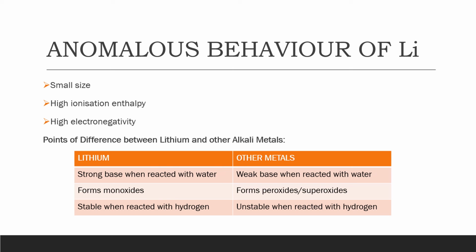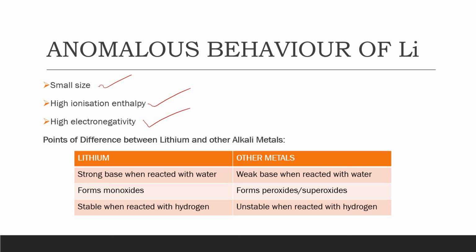Next is anomalous behavior of lithium. What kind of behavior does lithium show? Anomalous means a different, unique behavior. So it does something different from other elements. The reason for this is its small size, the small atomic size. It has high ionization enthalpy and high electronegativity.